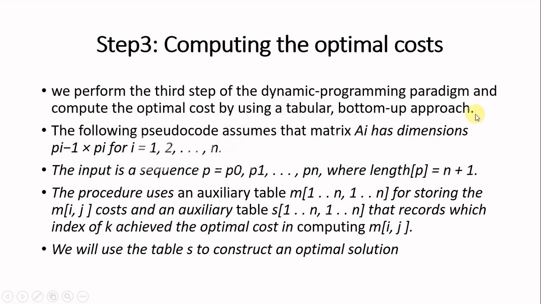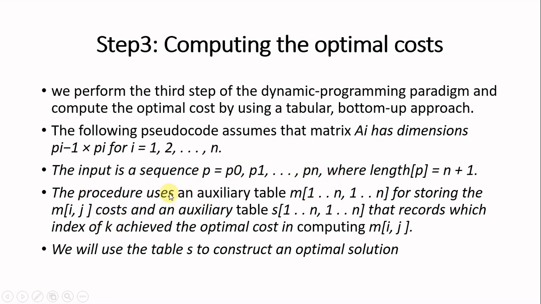a tabular bottom-up approach. The following pseudocode assumes that matrix Ai has dimensions p_{i-1} by p_i for i equal to 1 to n. Our assumption is that matrix Ai has dimension p_{i-1} by p_i, for simplicity. Then the input sequence p is equal to p0, p1, etc., pn, where the length of p is equal to n plus 1. This is the input sequence, not your matrices. These are its dimensions.